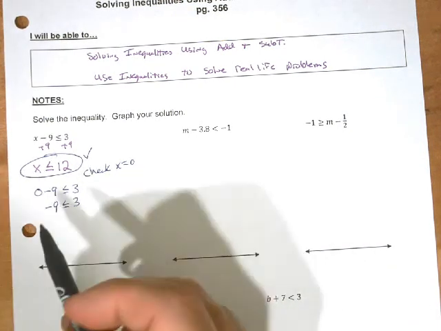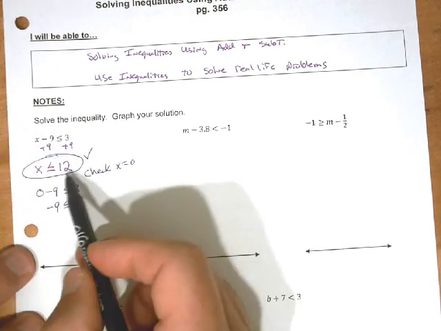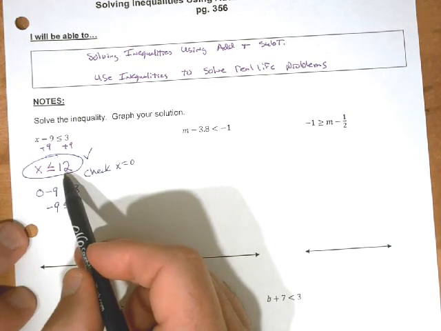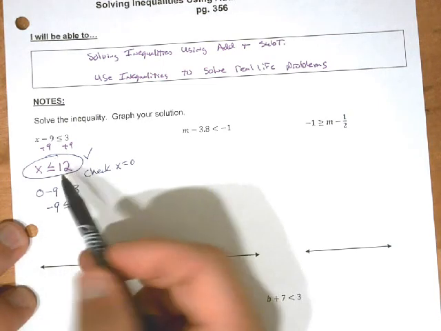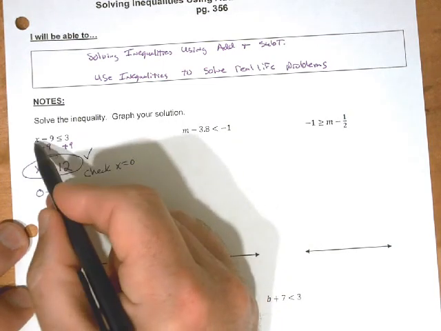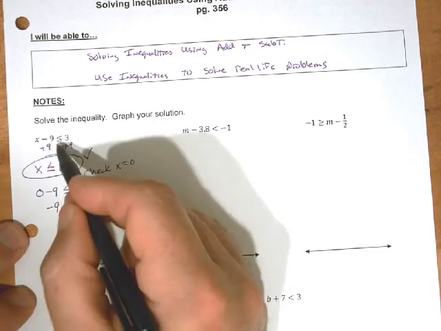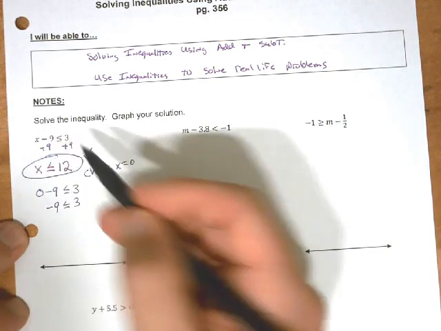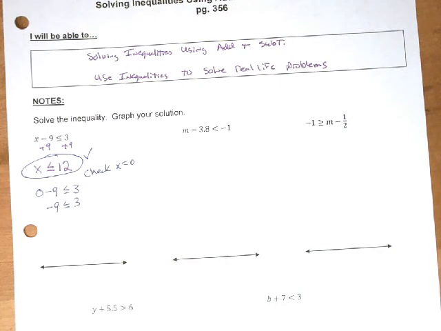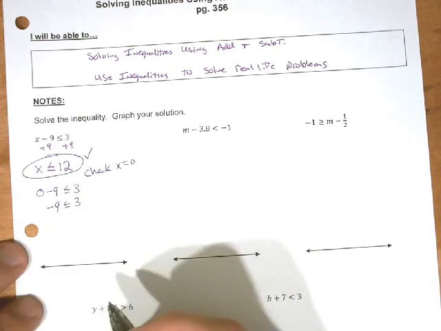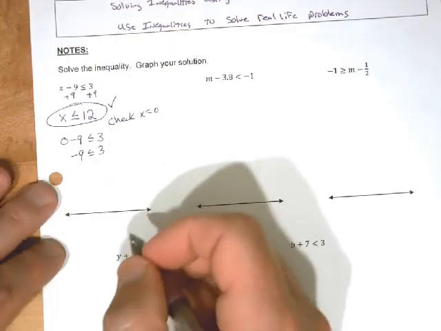If I put a larger number in here than 12, it's going to fail. So if we put in 13, 13 minus 9 is 4. 4 is not less than or equal to 3. So that's an incorrect statement. That's failing. So here, graphing it out once we know what we have.